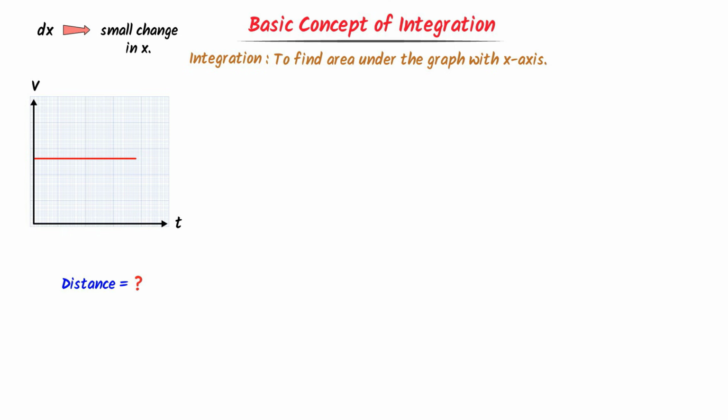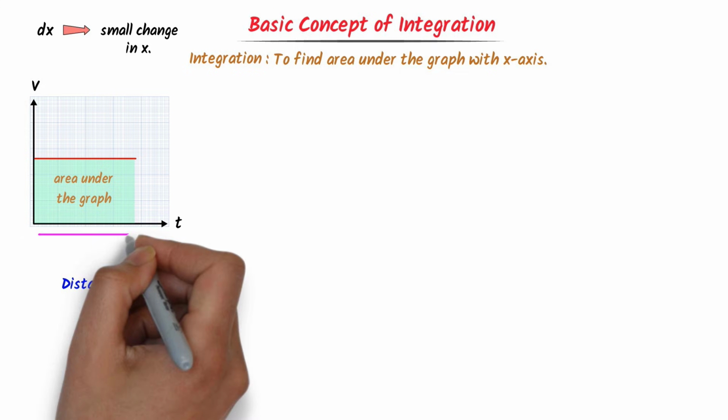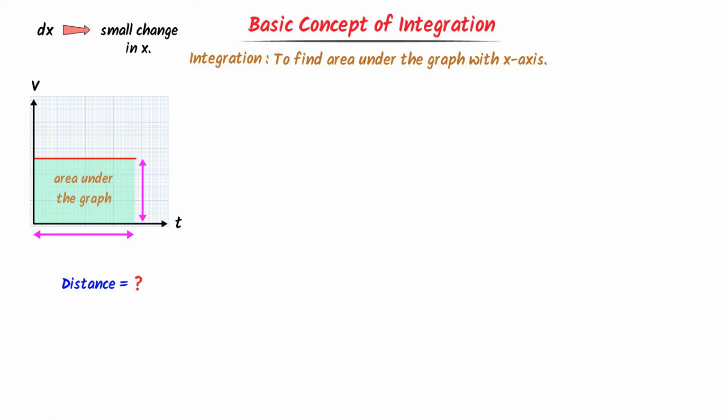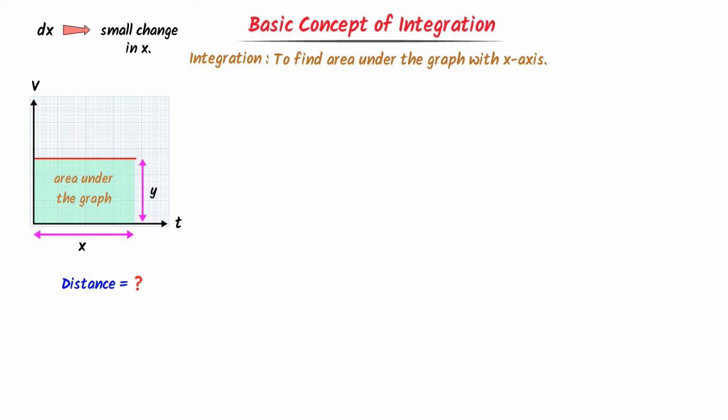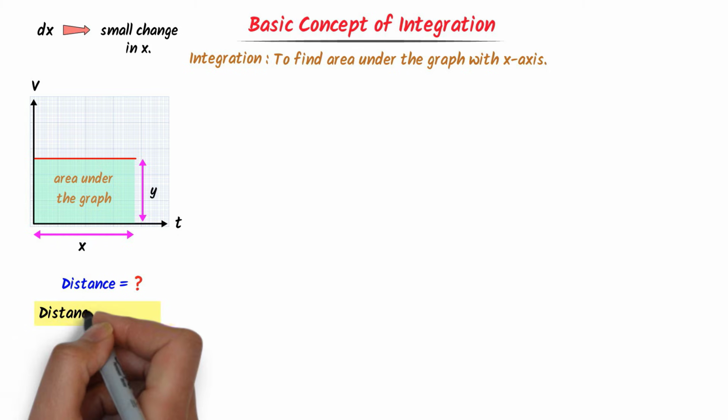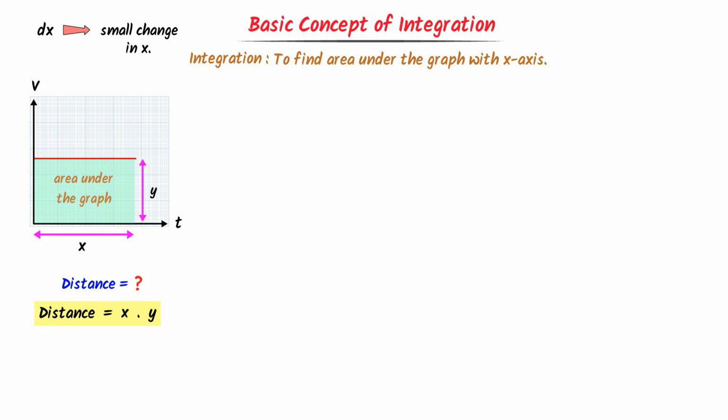Well, to find distance traveled, we find the area under the graph with the x-axis. We can see that the area under the graph is like a rectangle. Let this side be x and this side be y. We know that the area of a rectangle is x into y. Thus, using this simple method, we can easily find the area under the graph that gives us distance traveled.